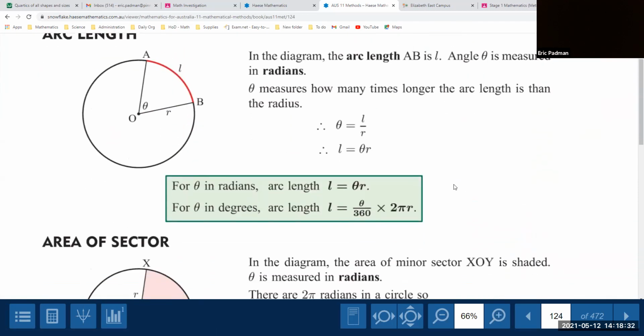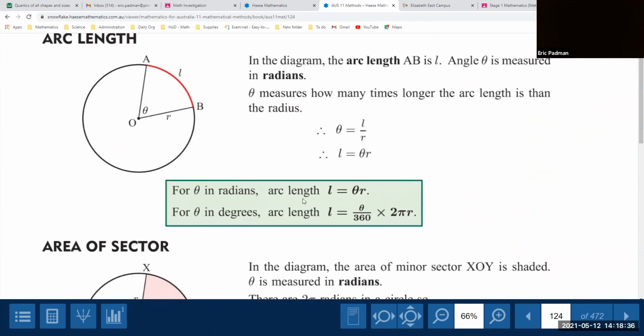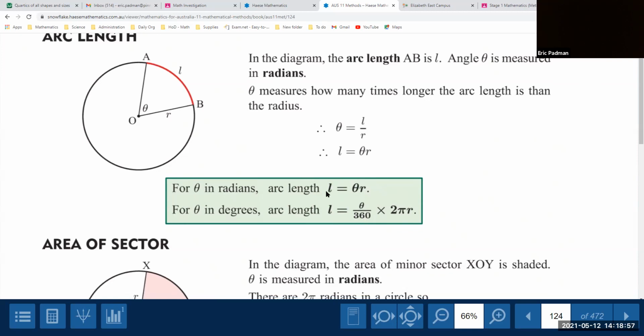In terms of arc length, you have a very natural formula here. For degrees and radians, arc length L equals theta times r. Now that's if theta is in radians. You see how simple the equation becomes if it's in radians. If it's in degrees, you have to carry out a conversion. But if you're working in radians, you have a very natural equation: just take the angle in radians times the radius, and you've got the arc.